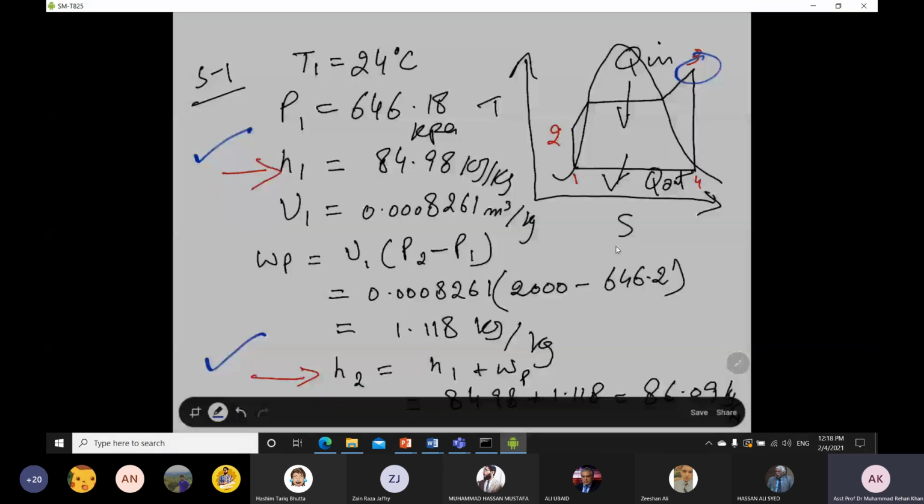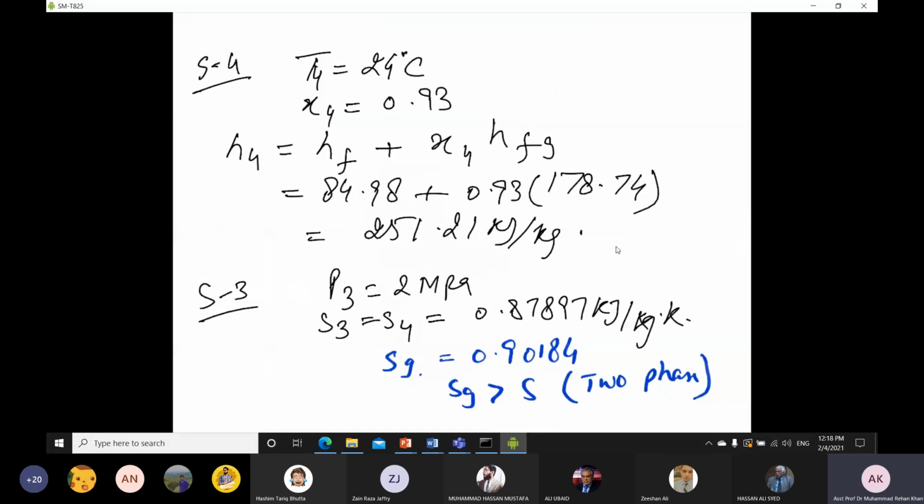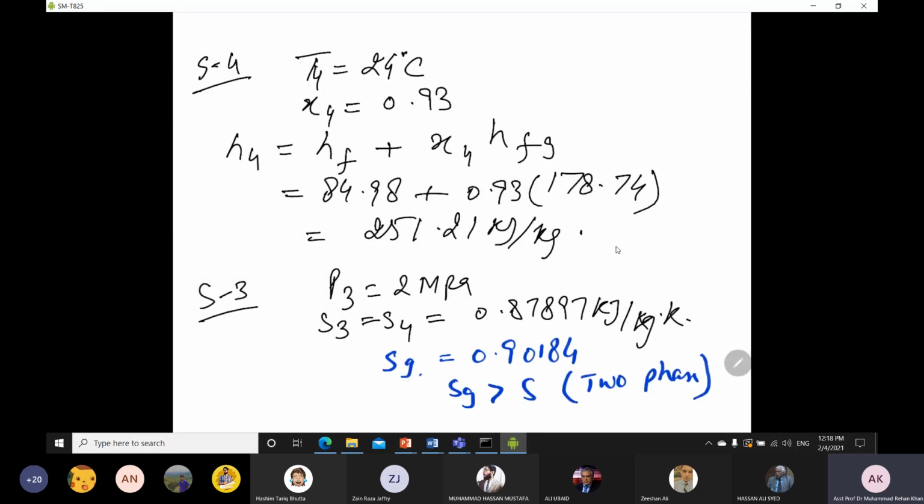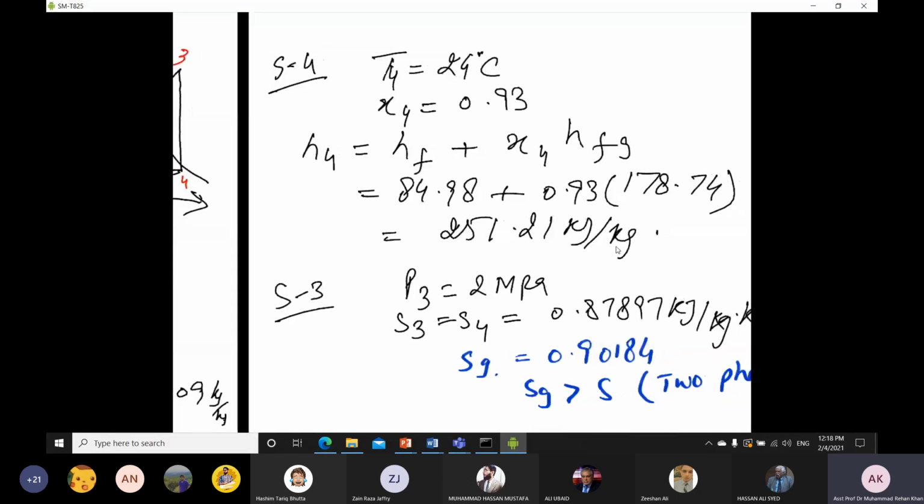So again, if we come towards your point number 3, you have to check using this one. If you notice SG, we have to look for your P3, 2 megapascal, and you can find out that if this SG is greater than S, it will be the two-phase region. So if you are working on the two-phase region by using this condition, you are going in the right direction. It is not the case that if you develop a TS diagram showing a superheated state, and then you come to state number 3 and find it is a two-phase region, your TS diagram is wrong. It means you have judged from your available data, not completely from your TS diagram.